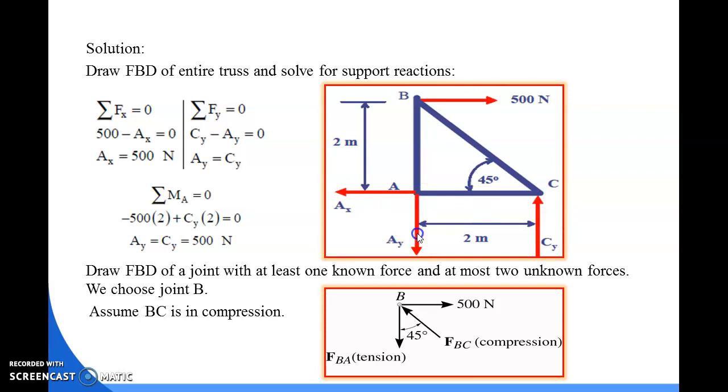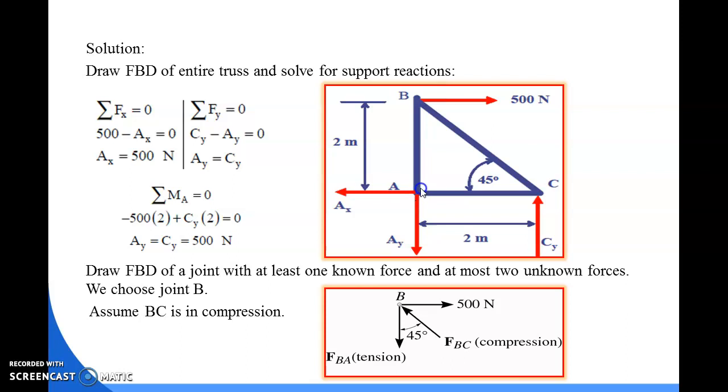The AX and AY values do not contribute because they act at joint A itself. That's why we can consider only this force and this reaction. Okay, so we can put the moment about A with these two reactions. First of all, for the 500 Newton, what will be the moment about A?